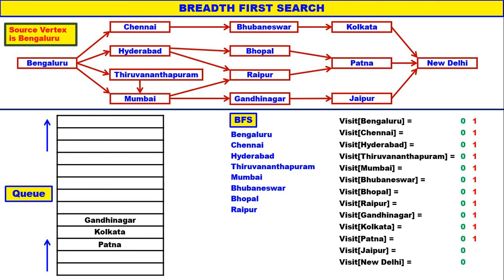Remove the front element of the queue. Yes, the front element of the queue is Gandhinagar. Remove Gandhinagar, add it to BFS. Now, what are the nodes adjacent to Gandhinagar? There is only one node adjacent to Gandhinagar, that is Jaipur.